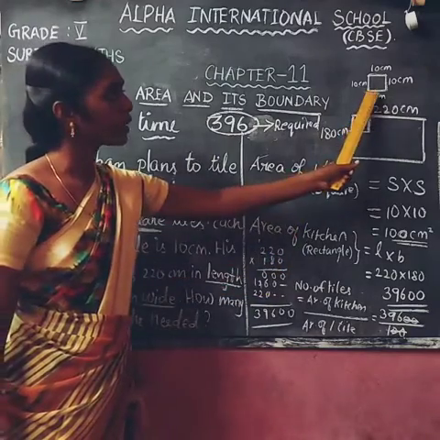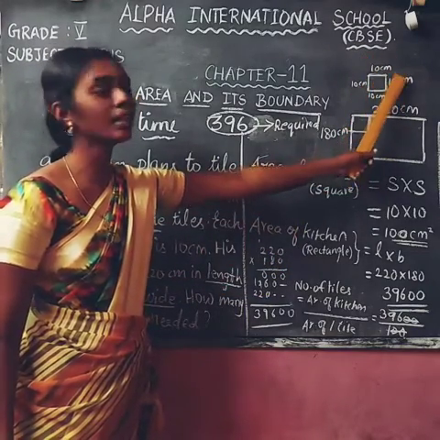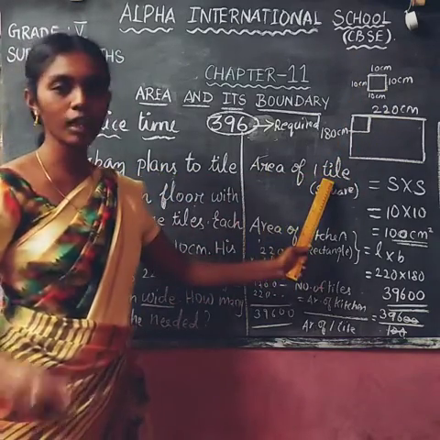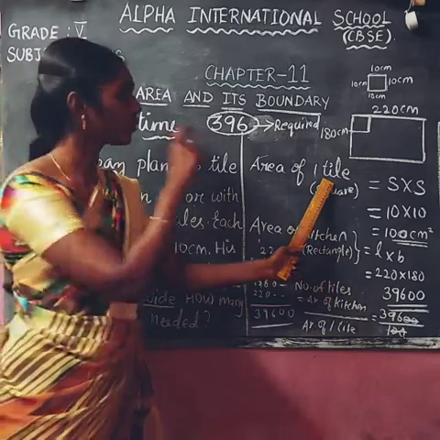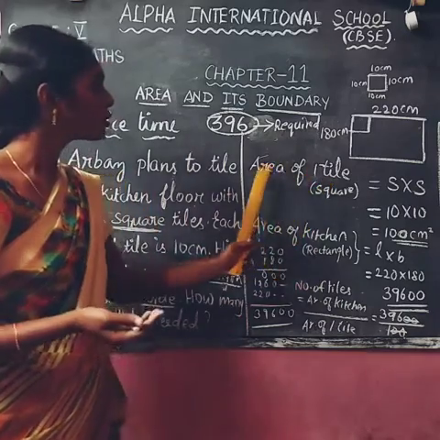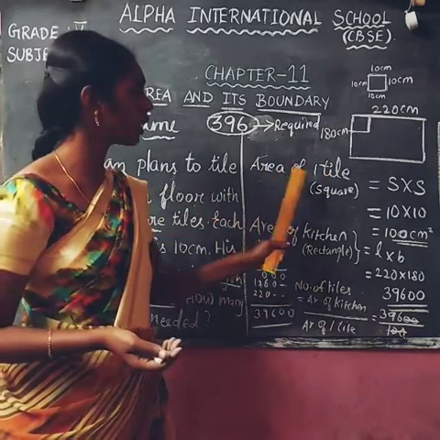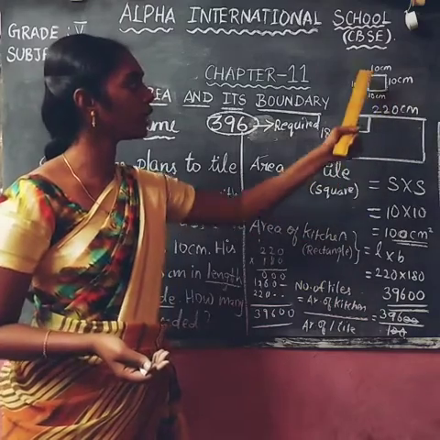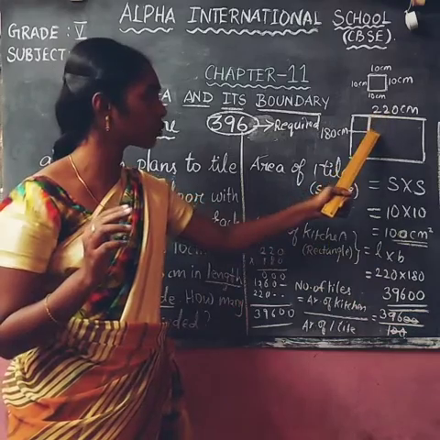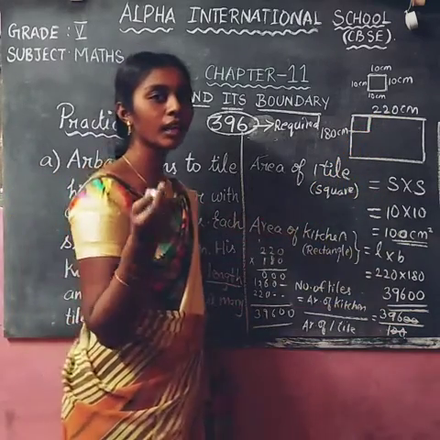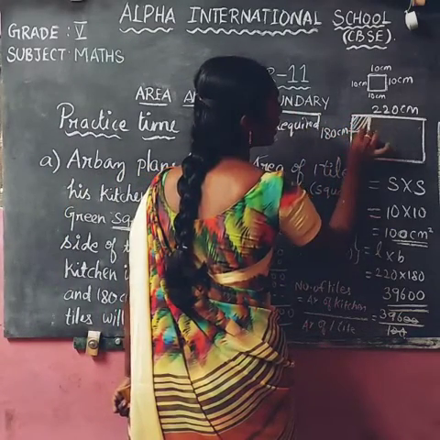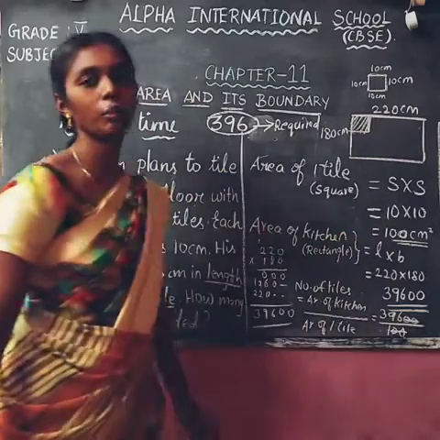See here, they have given the square alone. Each side is given, so it is easy for us to find the area. Only the area of one tile we need to find. Before finding the area of the tile, we want to know what the shape is. Then only you can easily solve it with the formula. So the tile is a square, already given in the question. The area of a square is side into side, or A into A. So 10 into 10 gives me 100 centimeter square, the area of one tile. I already told you the difference between area and boundary. This space fully is area. This area is 100 centimeter square.